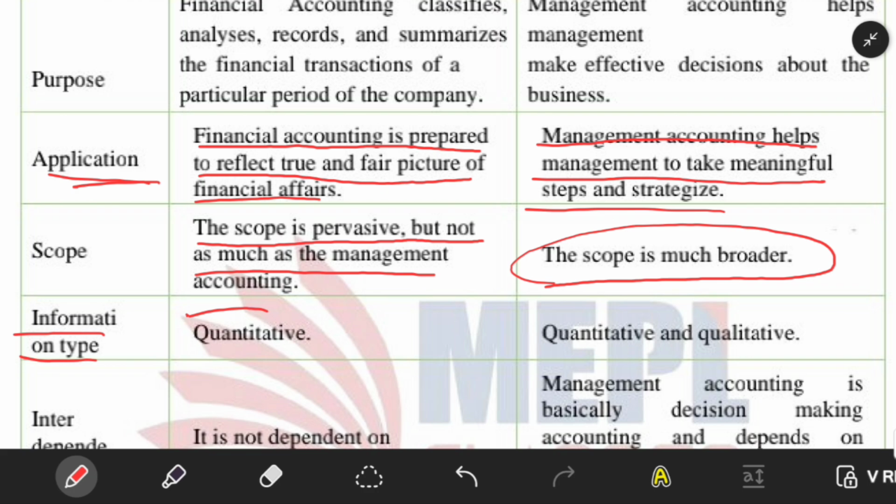Financial accounting deals with quantitative information like numbers, money values, transactions, etc. Whereas management accounting deals with both quantitative and qualitative information, for example, employees' efficiency and market trends.